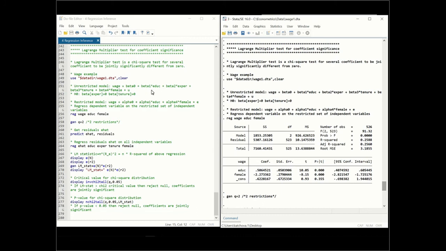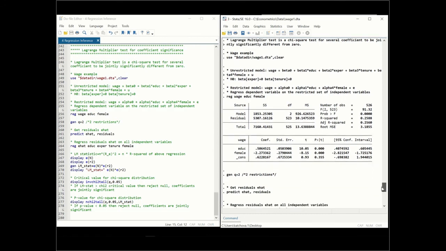First of all, this is the unrestricted model that we have with all the independent variables. If we want to test whether these two coefficients are equal to 0 or not, we can estimate the restricted model by excluding experience and tenure from the model. So we would be regressing the dependent variable on the restricted set of independent variables. Here we have wage on education and female. Our restrictions are equal to 2.